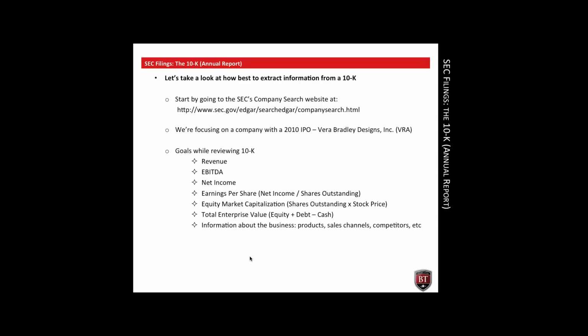Our goals are going to be to extract a bunch of information that we're going to use for valuation purposes at an investment bank. So the things that we would normally go to a 10K for would be revenue, EBITDA, net income, earnings per share, basically net income divided by the shares outstanding, and equity market capitalization, which we're going to use in our comparable companies analysis and our M&A comps analysis. That's basically shares outstanding multiplied by stock price, which we can grab from any sort of service.